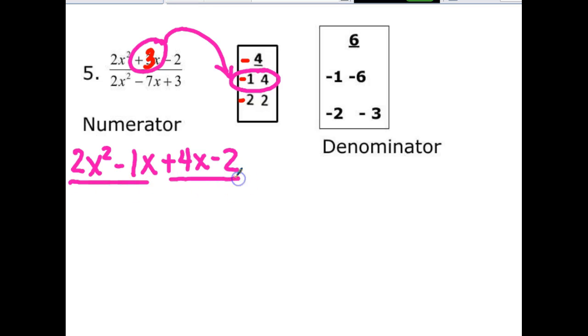This makes a factor and that makes a factor. The GCF here is x. The GCF here is 2. I factor an x out of here.